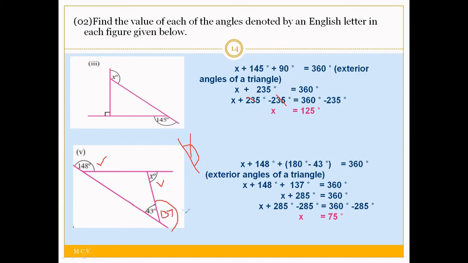Okay. Now you know all the three exterior angles. So you can write the equation x plus 148 plus 137 equal to 360. Get the sum of these two angles, that is 285. So how to remove this 285? Subtract 285 from both sides. Then cancel these two. X will remain. So x is 75 degrees.